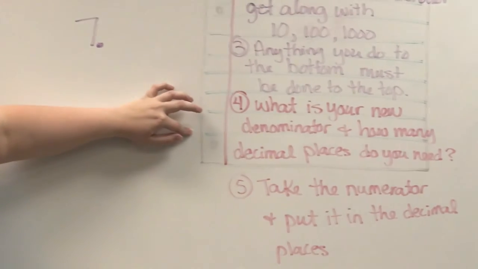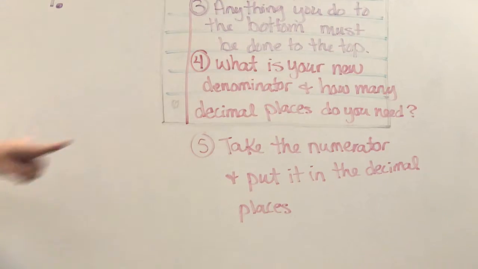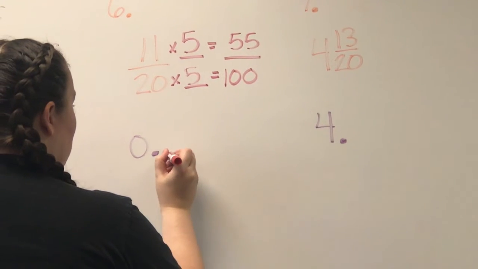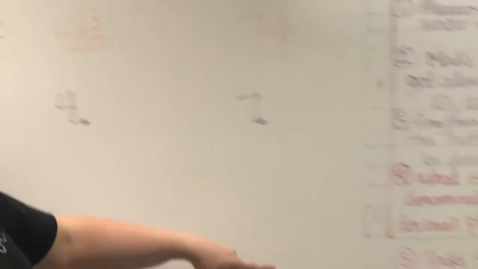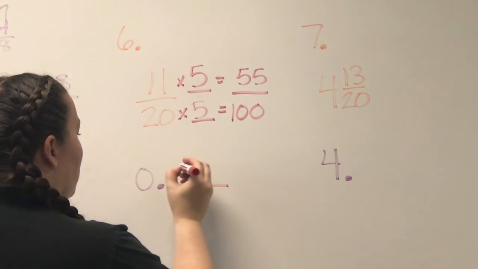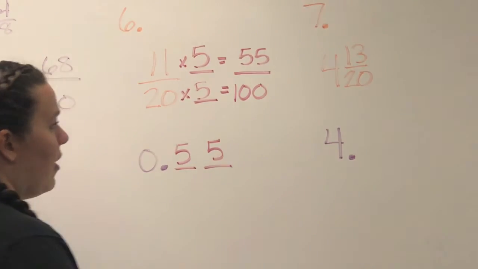55. Following my rules, what is your new denominator, or your bottom number, and how many decimal places do you need? My new denominator is 100. I know that the hundreds place is 2 decimal places. And then, number 5, take the numerator and put it into the decimal places. My new numerator is 55. My decimal is 0.55.